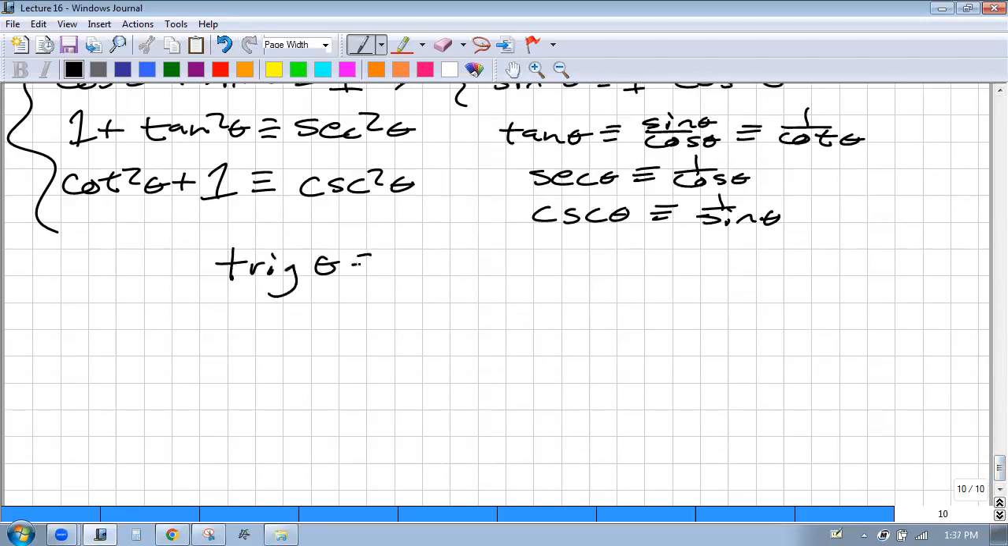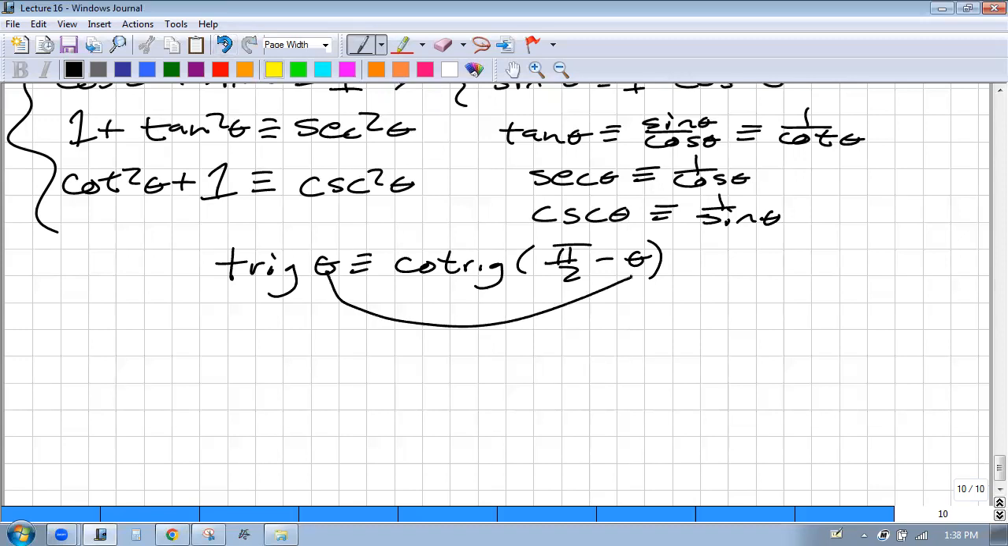We also knew this, trig of theta is always cotrig of 90 degrees minus theta. That was your cofunction identities, right? You could switch from one function to its cofunction if you switch from the angle to the other angle in the triangle. We had that identity. And I say identity, these are equal no matter what you plug in.